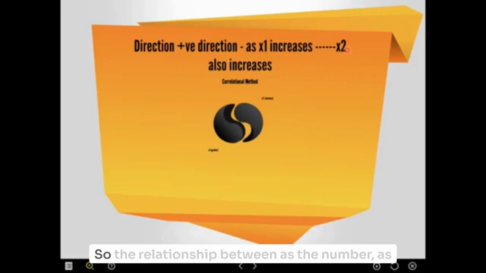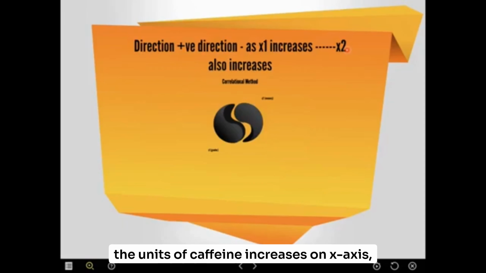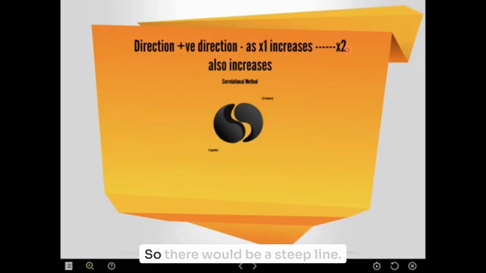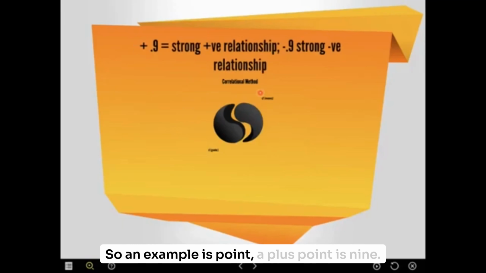Let's assume so. As the units of caffeine increase on the x-axis, you would see the value of attention also increase on the y-axis. So there would be a steep line, and that would be a positive direction. An example is plus 0.9, which means there is a strong relationship because the value is close to 1, and it's positive, so the relationship is positive.